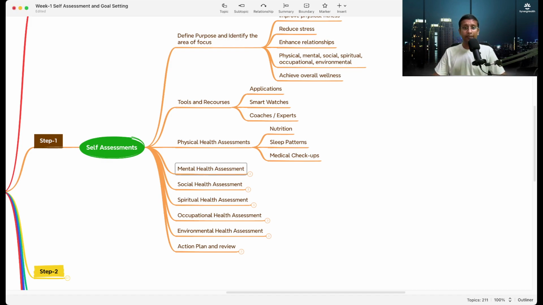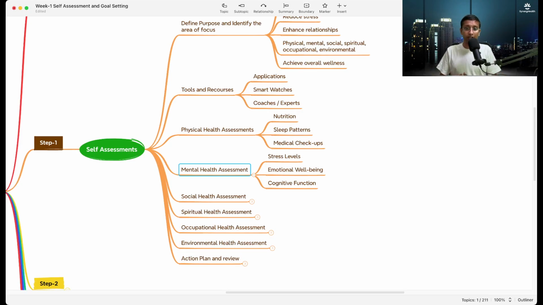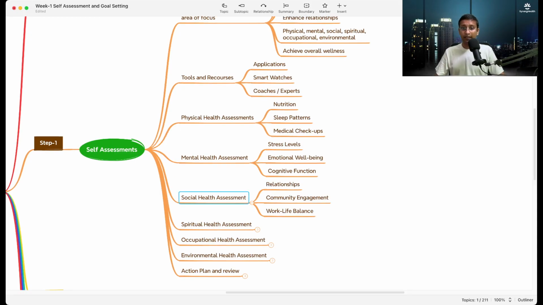Then again, the mental health assessment. What are the different stress levels, emotional well-being? You need to see the cognitive functions, what the level is. You write down whatever you are feeling, and you will see at the end of 90 days, or even in 120 days I would say, the changes in your life. It will happen. Similarly, social health, relationships, community engagement, how is your work-life balance? You need to reassess all these things.